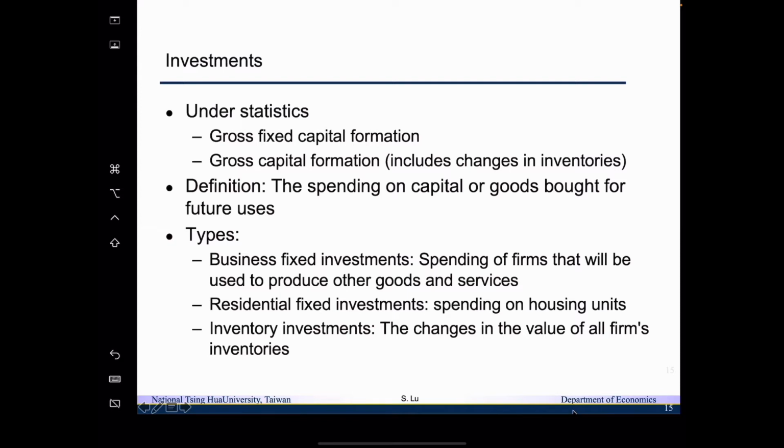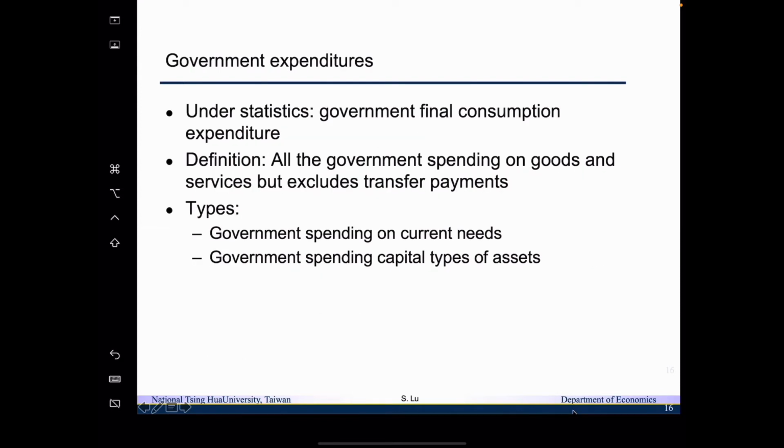Now, let's move on to look at the next component of the GDP from the perspective of expenditure, that is the government expenditure. The government expenditure under statistic is called the government final consumption and expenditure. And the definition for government expenditure is all the government spending on goods and services but excluding transfer payments.